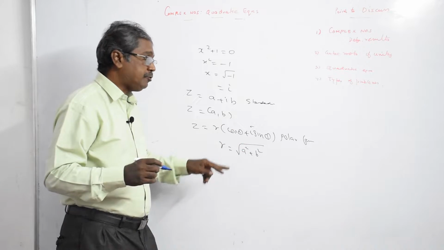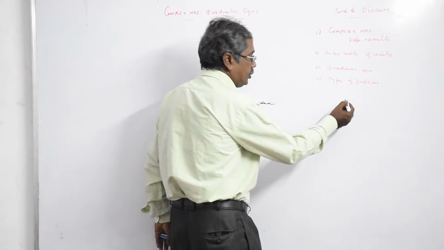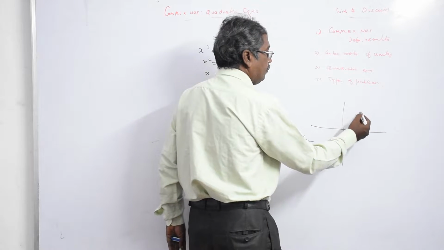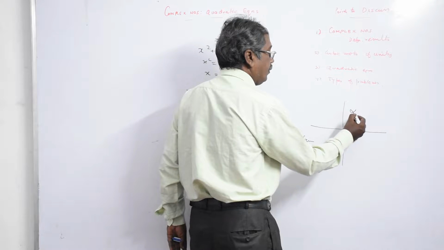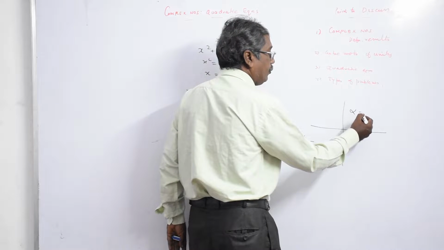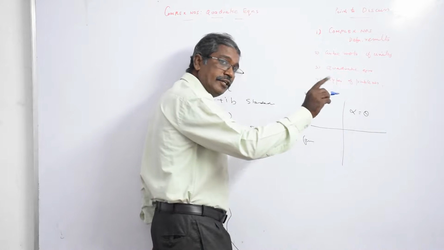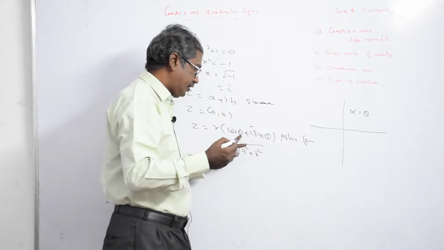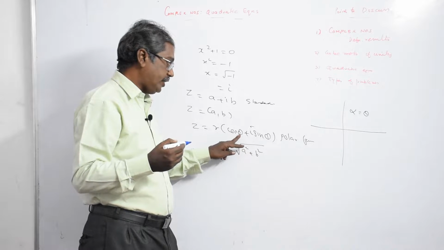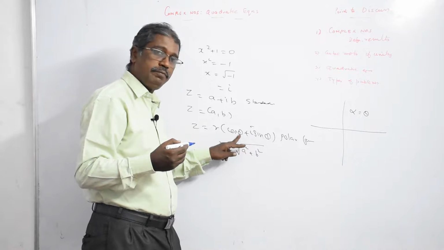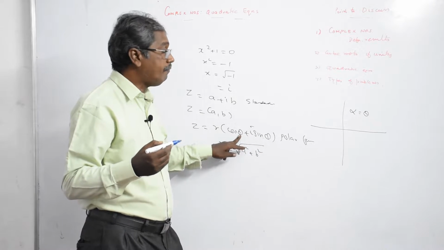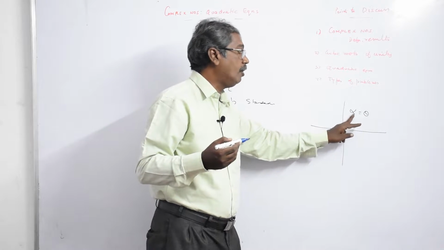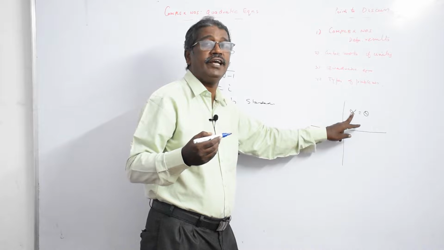Principal value can be defined in four ways with respect to quadrants. Let alpha be the principal angle, where theta is the angle considered in r into cos theta plus i sin theta. Here if theta lies in the first quadrant, then alpha is equal to theta. That means the principal angle is theta.